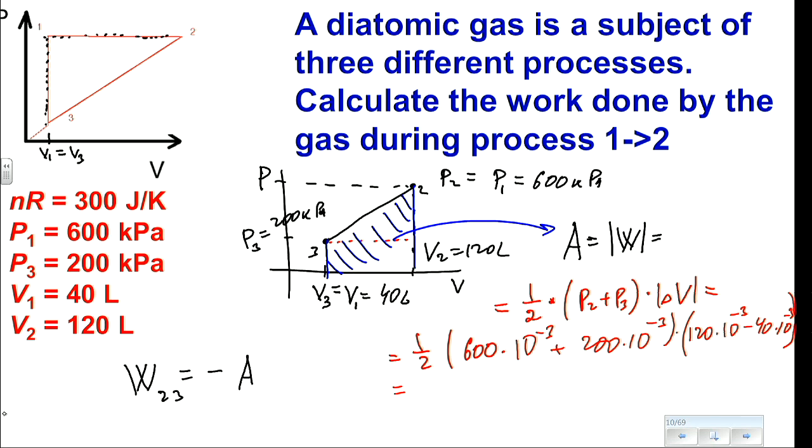Now I want to point at an interesting fact again. If we use liters and kilopascals, I said kilo plus, I said kilo and I was already thinking about liters. So these powers of 10 get canceled. So we have 1/2 times 800 times 80.